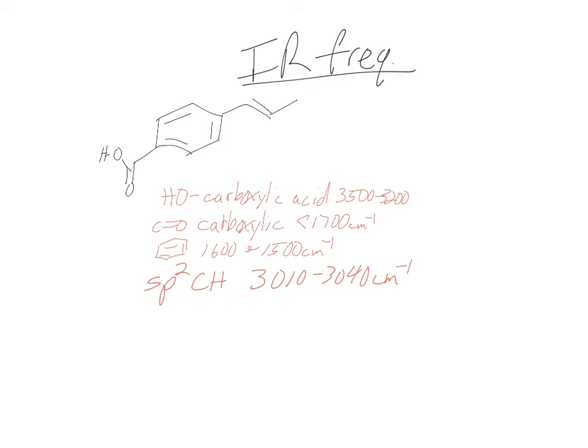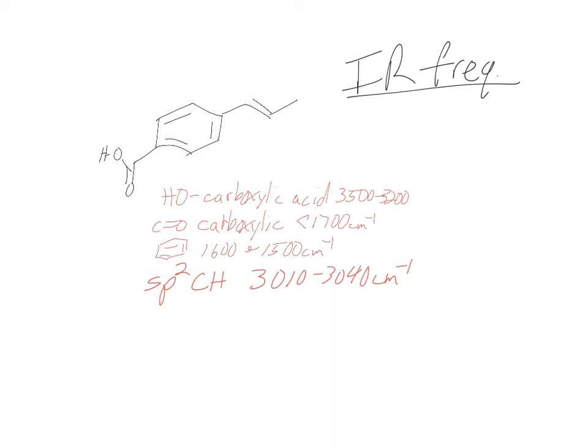And where are these? These are sp2 CHs. They're also aromatic CHs, you could say the same. Aromatic CHs are sp2 CHs. These are sp2 hybridized carbons. Now I have a C=C, and what kind of C=C is that?